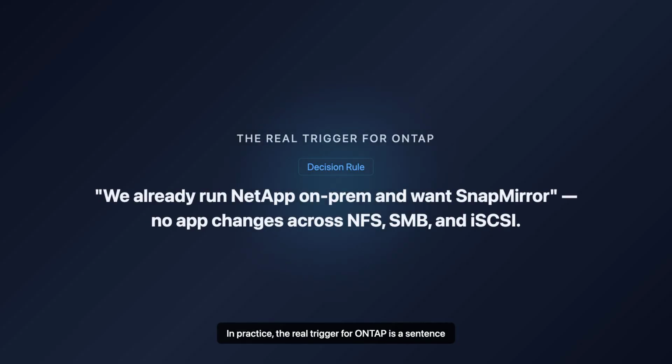In practice, the real trigger for ONTAP is a sentence like this: We already run NetApp on premises, and we want to use SnapMirror to move to the cloud. The moment you see NetApp, SnapMirror, or a requirement for NFS, SMB, and iSCSI on one system, ONTAP is almost certainly the answer. A manufacturing company with Linux apps on NFS, Windows users on SMB, and an Oracle database on iSCSI: I can migrate all three with no replatforming at all.